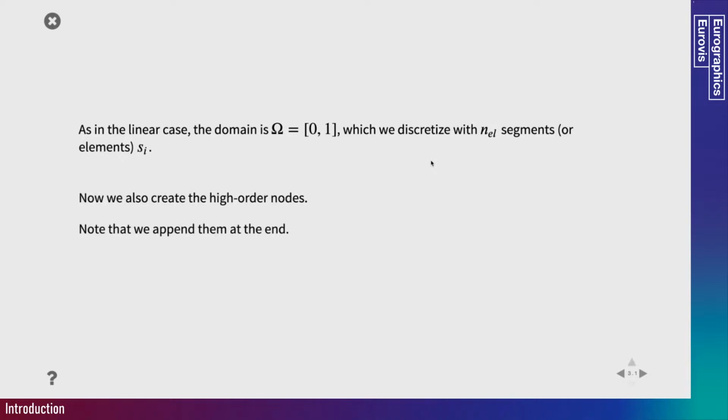Now the big difference is that we want to also create some higher order nodes, and this is just a convention or a particular choice in my code here. I will just append the higher order node at the very end. It doesn't really matter where you put the higher order node, it's just important that you remember where these nodes are in the global indices, as we will be seeing.